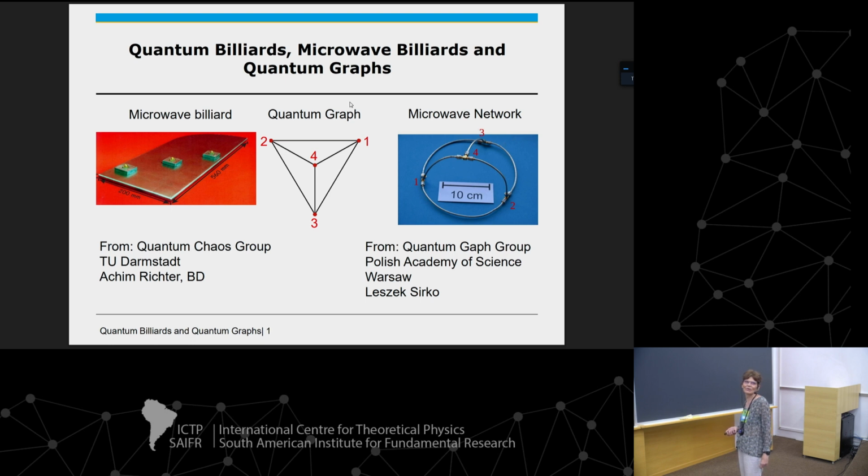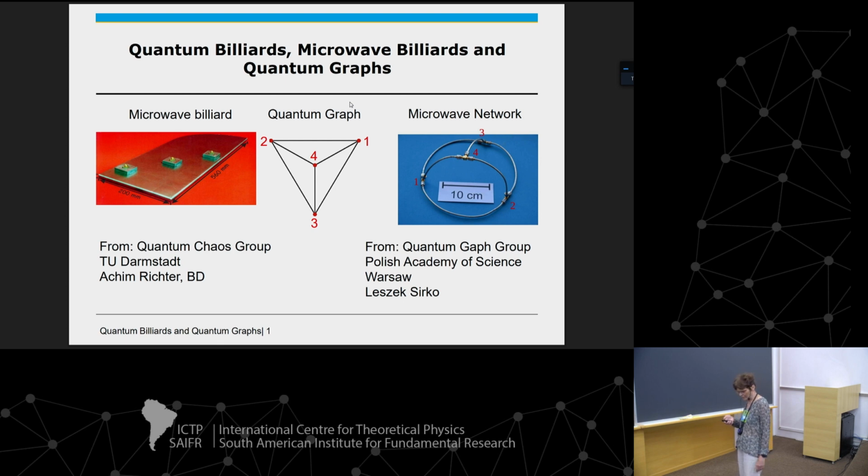You heard a lot about random matrix theory and some semi-classical approaches, and today I will give some examples of systems which we use to test the Bohigas-Giannoni-Schmidt conjecture. You use systems, you compute eigenvalues, and then you compare statistics with predictions from random matrix theory.